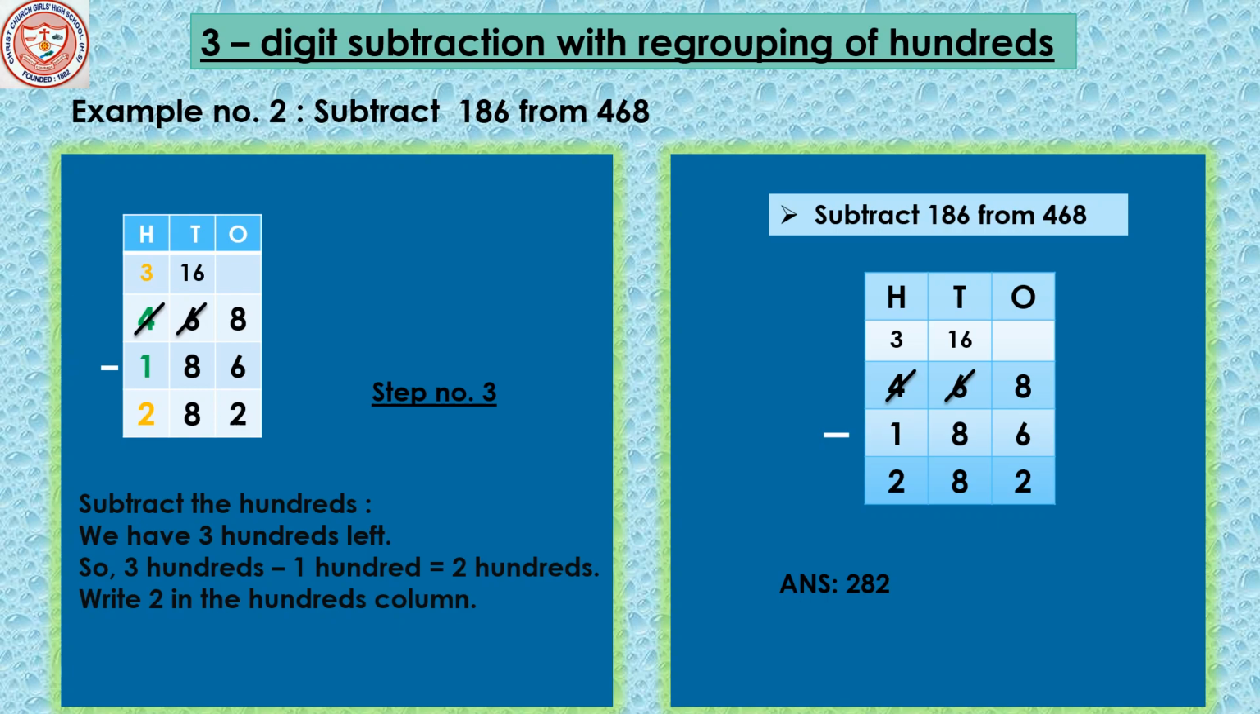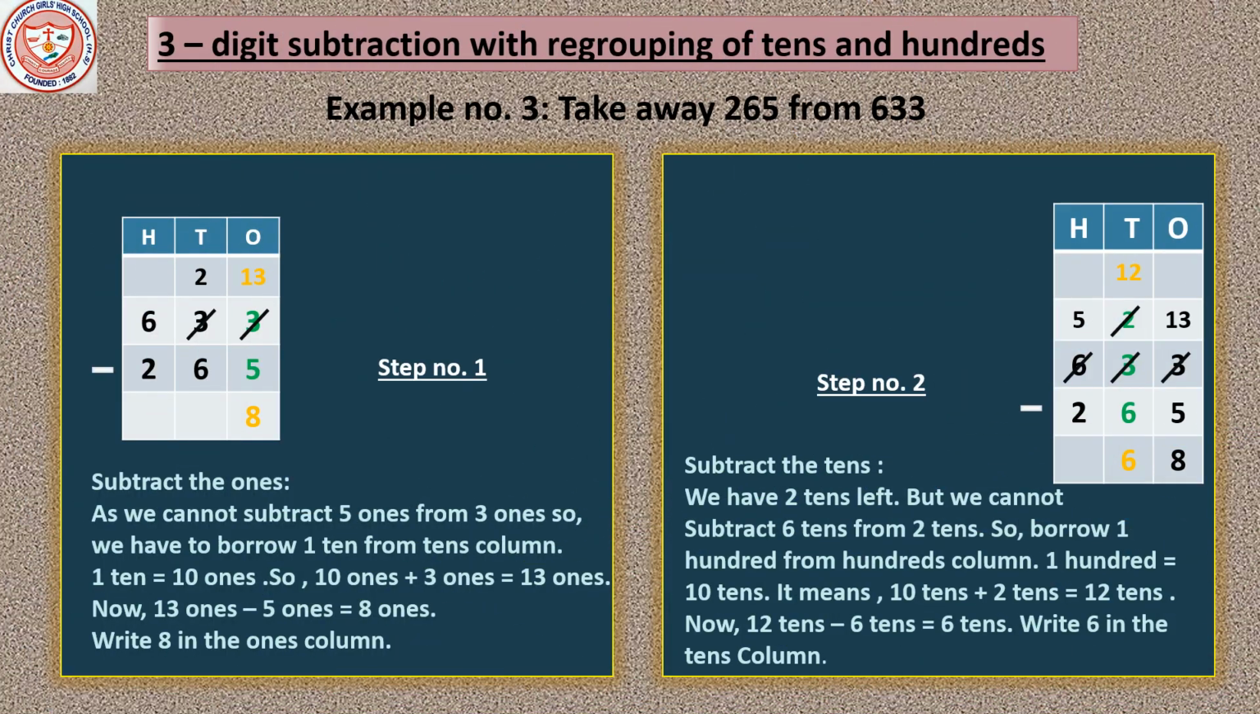Here is another example for you, and that is 3-digit subtraction with regrouping of tens and hundreds. So, this is example number 3. Take away 265 from 633.